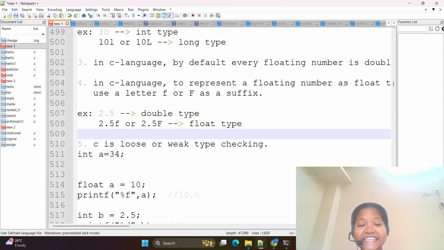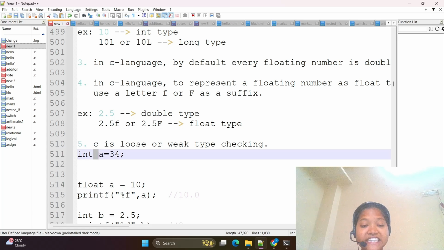C is loose or weak type checking. That means whenever we are declaring a variable, at that time only we are mentioning the data type of that particular variable.